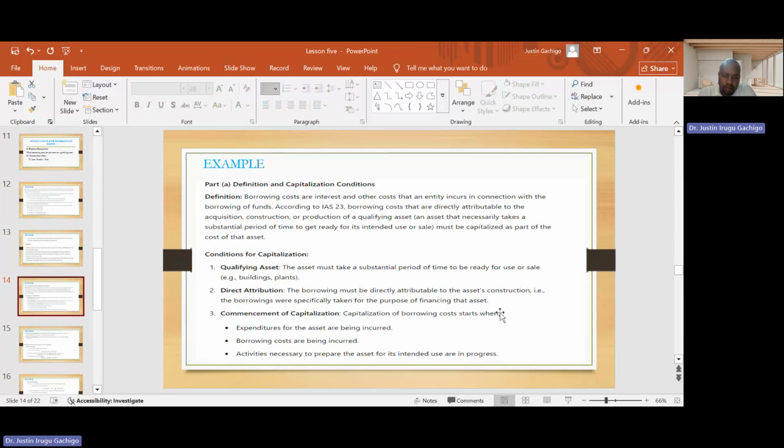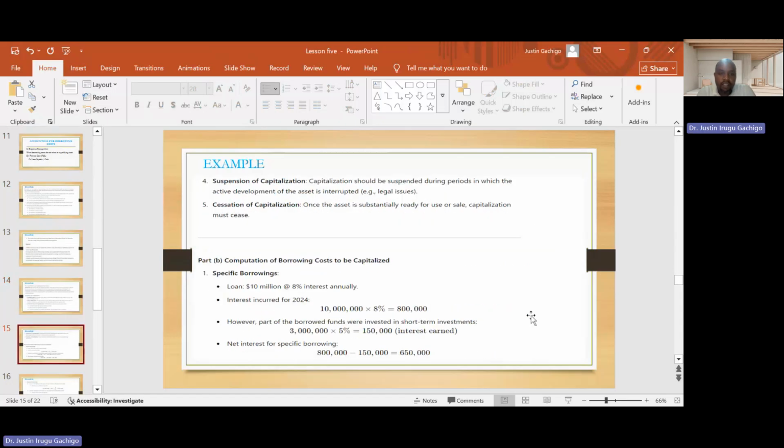Then we have the commencement of capitalization. Capitalization of the borrowing cost starts when, one, expenditure for the asset is being incurred, two, borrowing costs are being incurred, and three, activities necessary to prepare the asset for its intended use are in progress. Then you have the suspension of capitalization. Capitalization should be suspended during periods in which active development of the asset is interrupted, like where you have legal issues. Cessation: once the asset is substantially ready for use or sale, capitalization must cease.